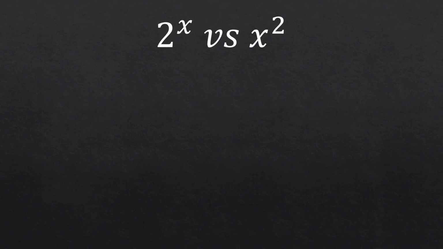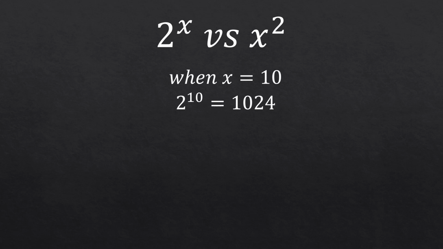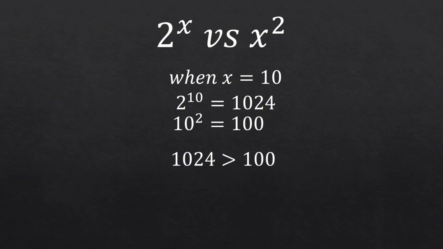Let's simplify the situation first. Instead of using infinity, let's use x as a placeholder. So, we're comparing 2 power x and x power 2. Let's substitute x with a relatively small number. First, let's substitute it with 10. 2 power 10 is 1024 and 10 power 2 is 100, and you can see 1024 is greater than 100, thus, 2 power 10 is greater than 10 power 2.